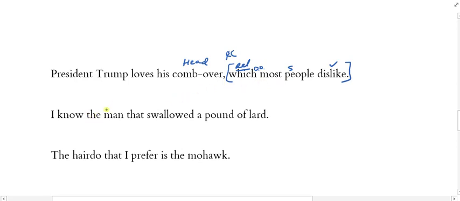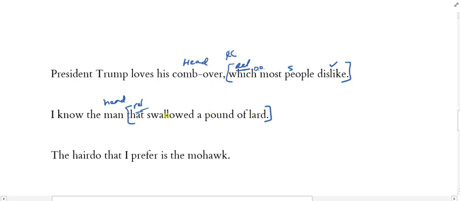Now in this third example, I know the man that swallowed a pound of lard. My relative clause, I'm going to bracket out, that swallowed a pound of lard. The head of the relative clause is man. This relative clause is modifying the man, telling me something about the man. What is it about the man that I know? Well, I know the man that is characterized as having swallowed a pound of lard. He's probably a dead man now.